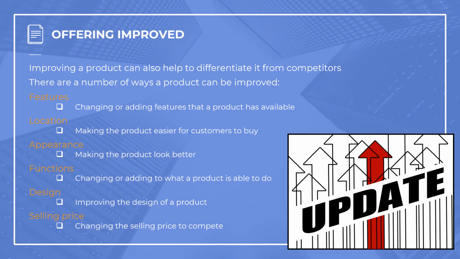When we talk about improving the offering, this is something that's difficult to do. You are comparing your product to competitors and trying to make yours better than theirs. So to make yours different to them, you have to try and improve it somehow. That could be improving the features by making sure it can do something that no one else does. It could be making it easier for people to buy or selling it in a location that no one else is. It could be making it look better. It could be adding functions. It could be changing the design. Or it could be changing the selling price so that you compete completely differently to others. In other words, this is the cheapest product that you can buy.